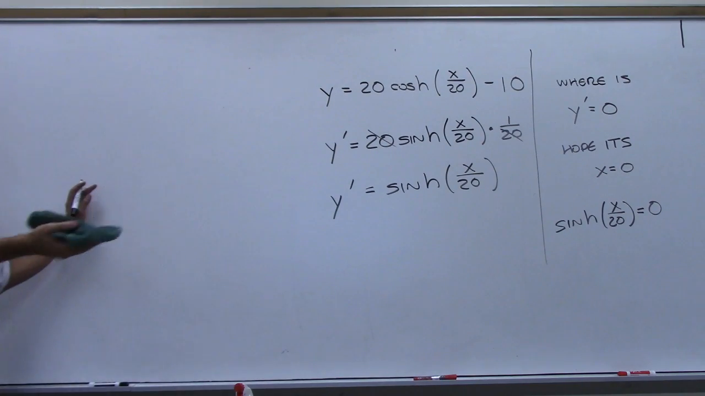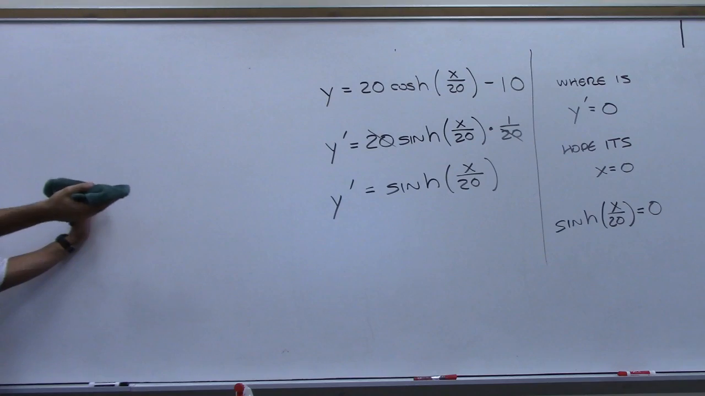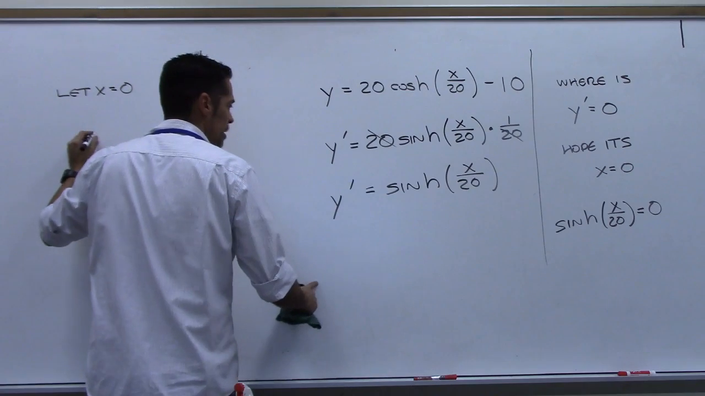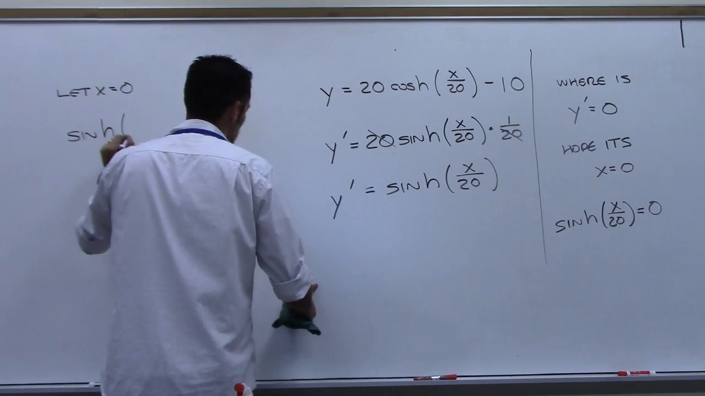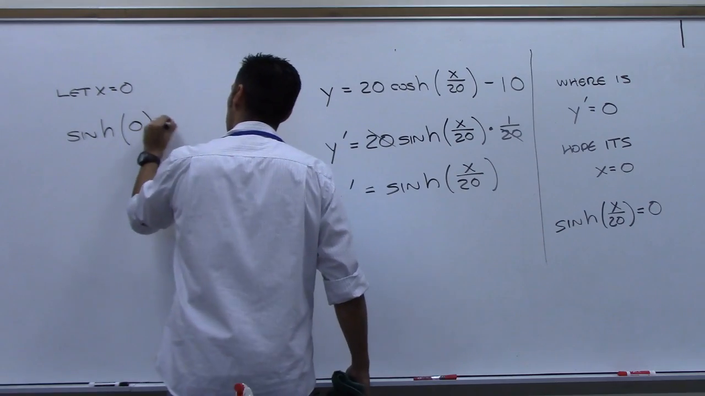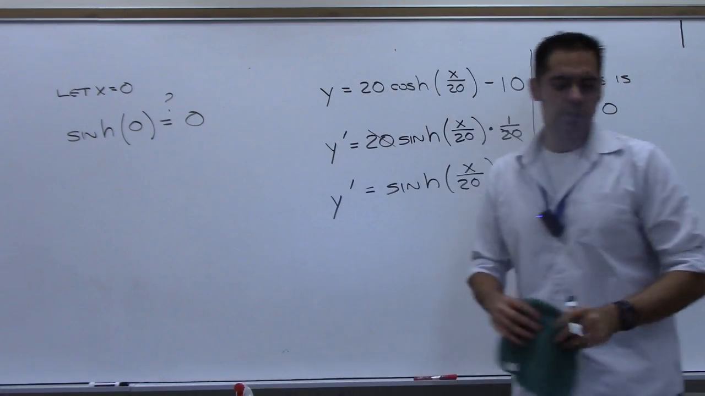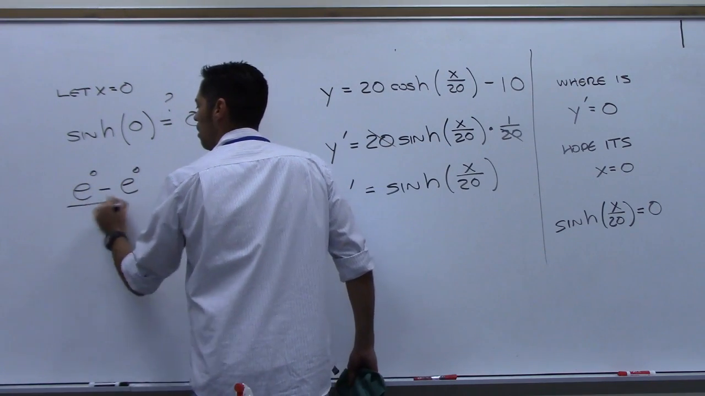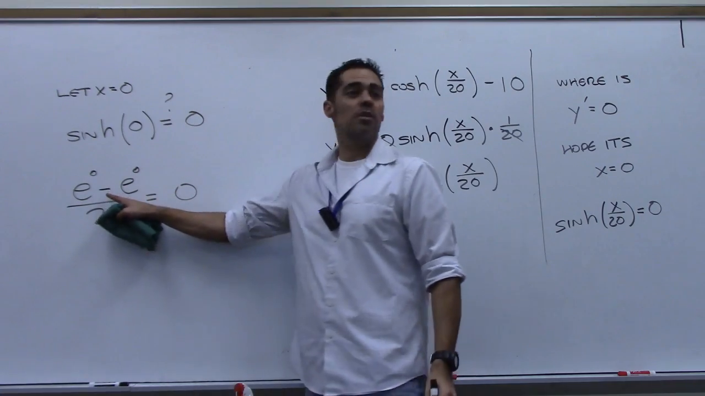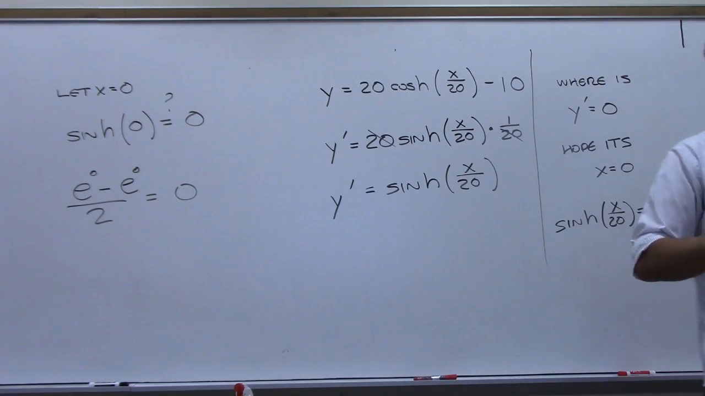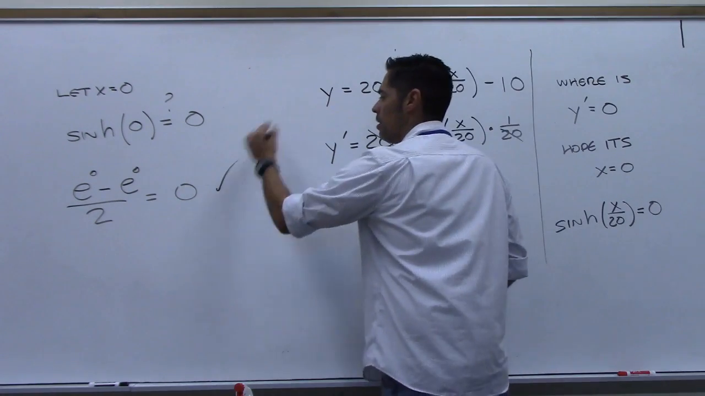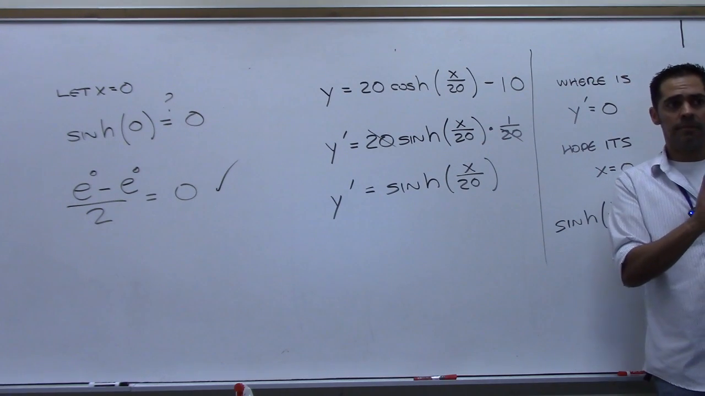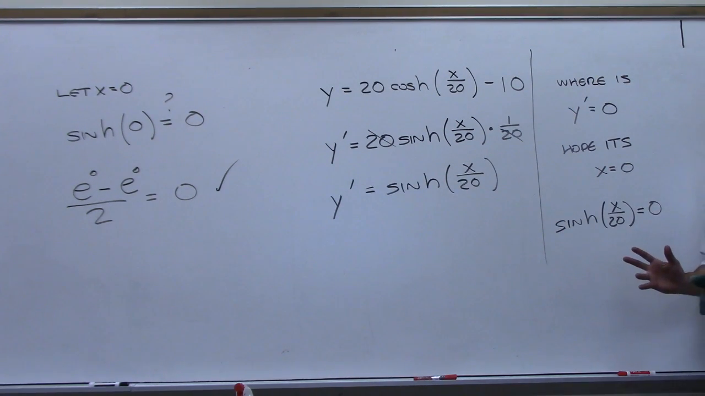Should we just check x is 0? Just plug 0 in and see if it works? All right, let's just check it. Let x be 0. And we get sine hyperbolic of 0 over 20, which is still 0. Is it 0? Yes, because it's e to the 0 minus e to the 0 over 2. And this time, because of subtraction, you get 1 minus 1, which is 0. So it checks. So I feel pretty confident that the lowest point on the catenary was going to be at the origin. Now, why is that vital to us now that we have that?